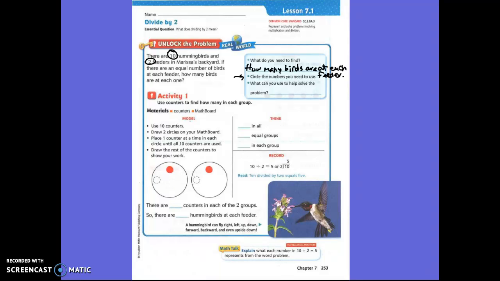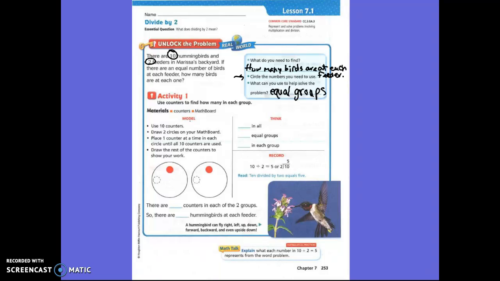Looks like here on the bottom they are doing equal groups. So we'll just say equal groups this time. But yes, you can use all those ways to find the answer. Okay, so now they are saying to use 10 counters. That's the highest number of counters, right? So you're using 10. And then draw 2 big circles because there are 2 feeders.